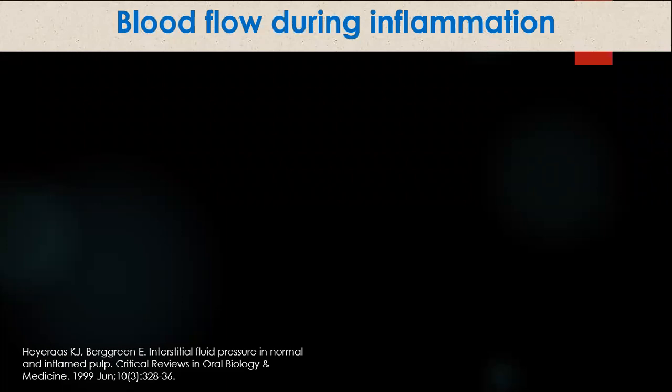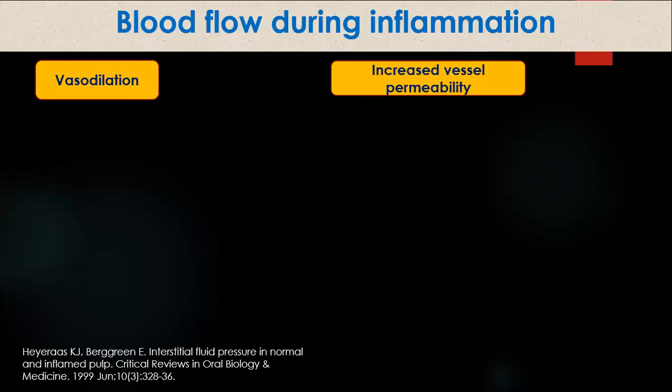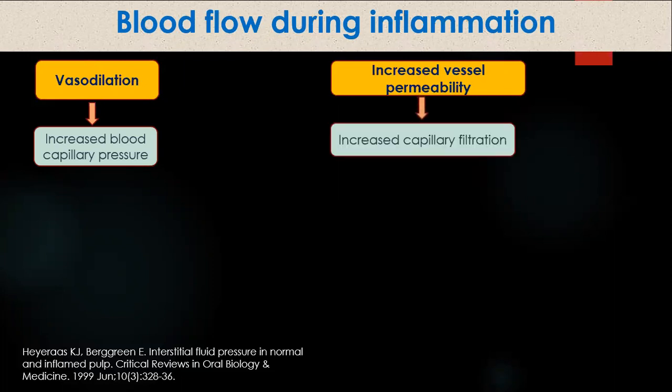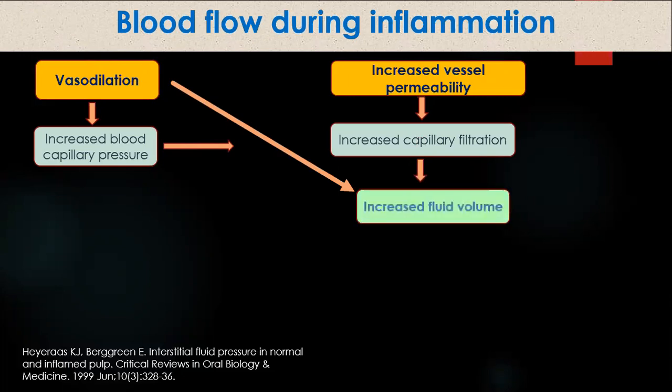So how does the blood flow occur during inflammation? Whenever there is inflammation, the first thing, as we know, is vasodilation. Along with vasodilation comes increased vessel permeability, as it happens in the normal inflammatory process, right? Once vasodilation occurs, there is increased blood capillary pressure. As there is increased blood capillary pressure, there is also increased capillary filtration because of increased vascular permeability, right? Now all this together will lead to increased fluid volume within the pulp.